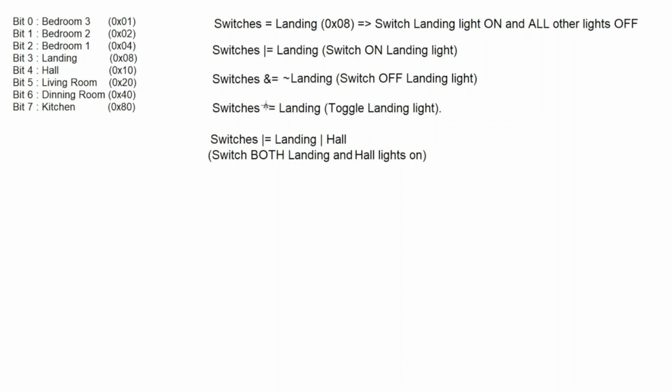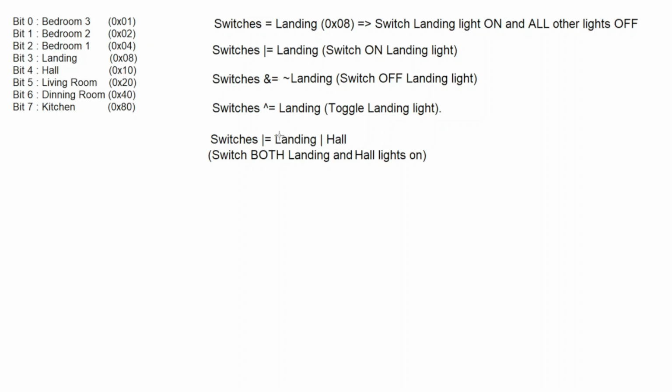This is the exclusive OR operator in C. So if you take the value of switches and exclusively OR it with the landing value, essentially we'll be toggling the landing light on or off. Whatever state it's in, it will then change to the opposite state. Another example here, if you took switches and ORed in the value of landing ORed with hall, essentially this part here, landing and hall ORing together, would OR together bit 3 set, hex value 08, and hex value 10, or bit 4 set, to give you a hex value of 18.